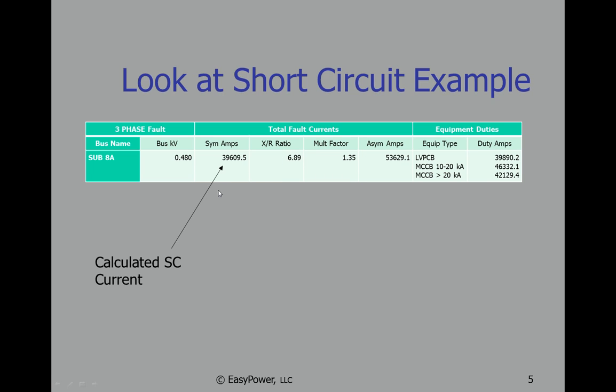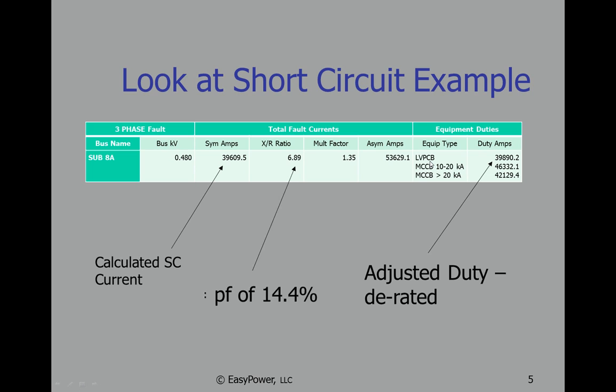In this column, we have the calculated short circuit current. This is the half cycle momentary. In this case, it's 39,600 some amps. Over here, this value is the adjusted duty. So why do we have to adjust? What we're saying is that for this particular fault on this sub 8A bus, we would have to use this value to compare against our circuit breaker rating. So why is that? It's because of the X/R ratio.